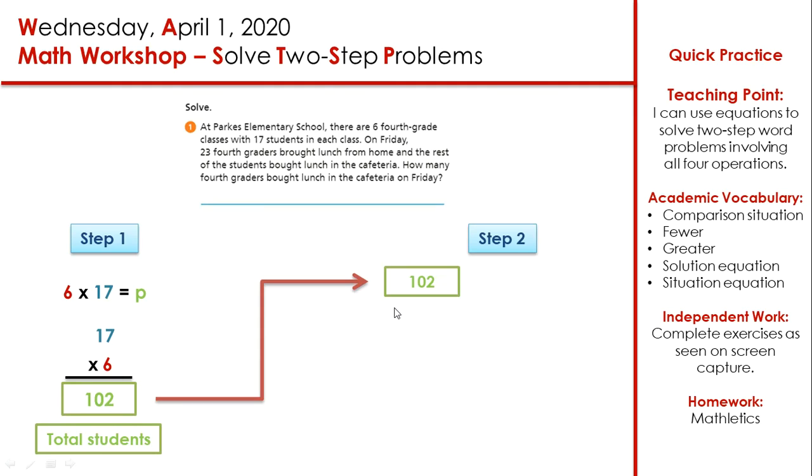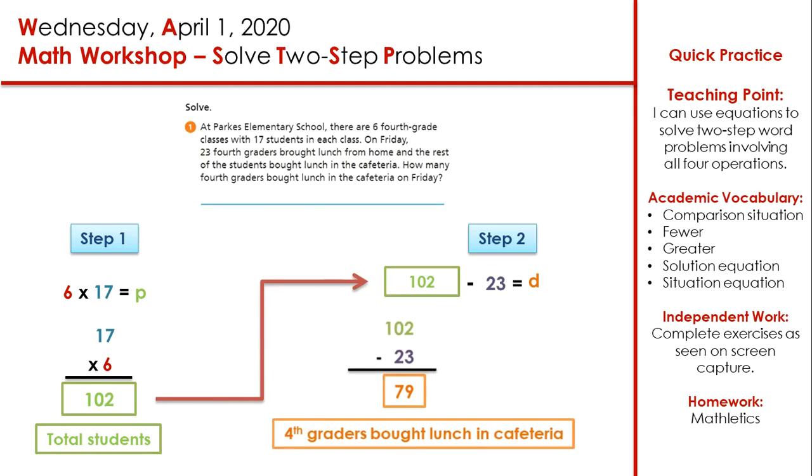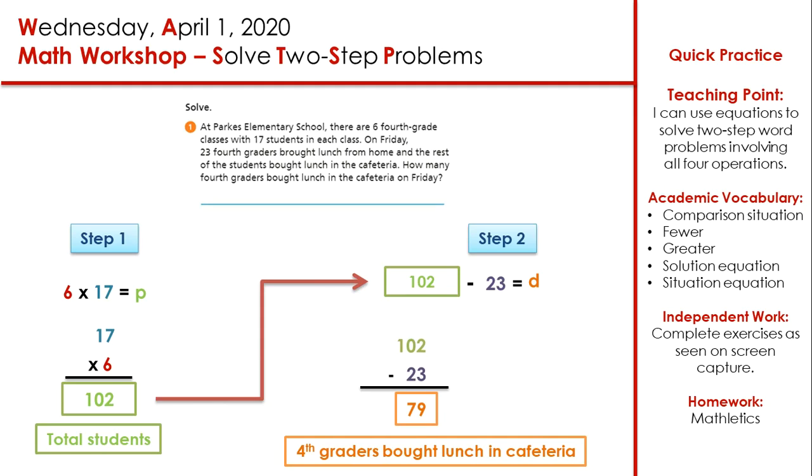All right? So from this 102, they're telling me that only 23 of these brought lunch from home. So that means that the remaining amount just bought lunch in the cafeteria. So I need to find the difference between these two so I can actually know how many of these bought lunch in the cafeteria on Friday. So I will subtract 23 from 102, which is equal to D.